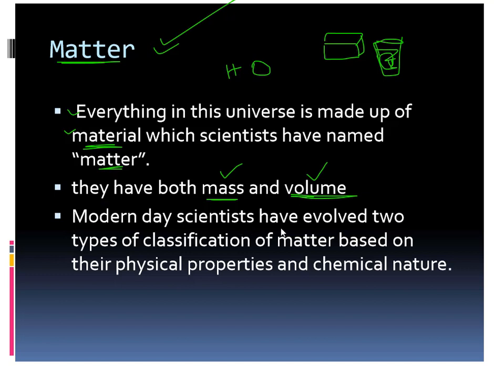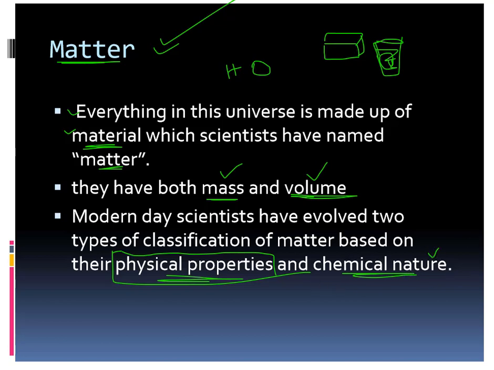Modern scientists have classified matter based upon its physical properties and chemical nature. What are physical properties? Physical properties are those that you can see or measure, for example mass and volume. In this chapter we are going to deal with the physical properties of matter. In the coming chapters we will deal with the chemical nature of matter.